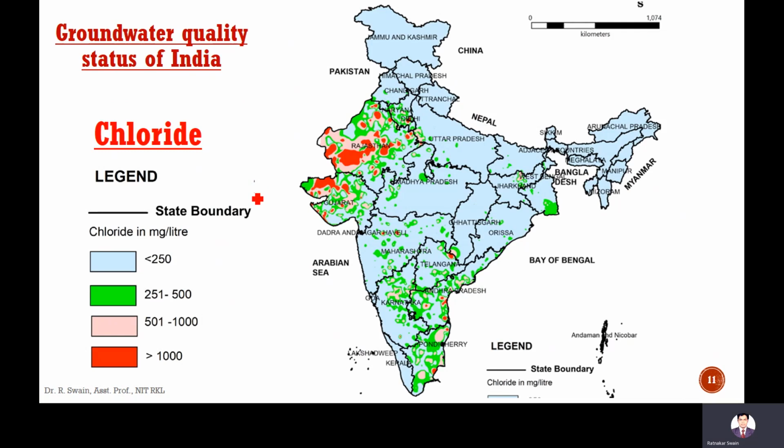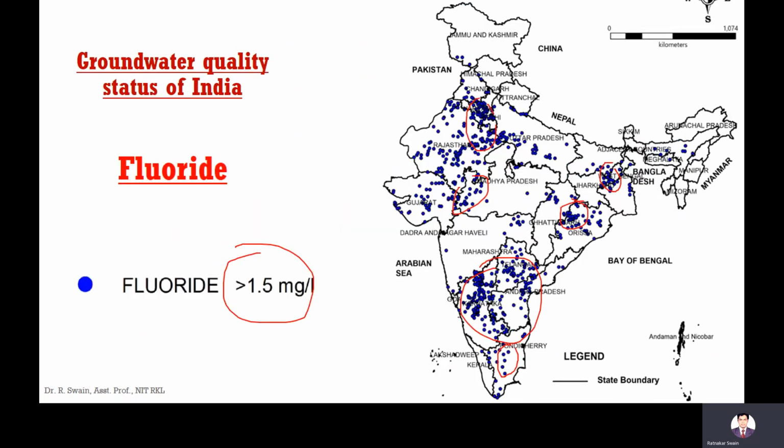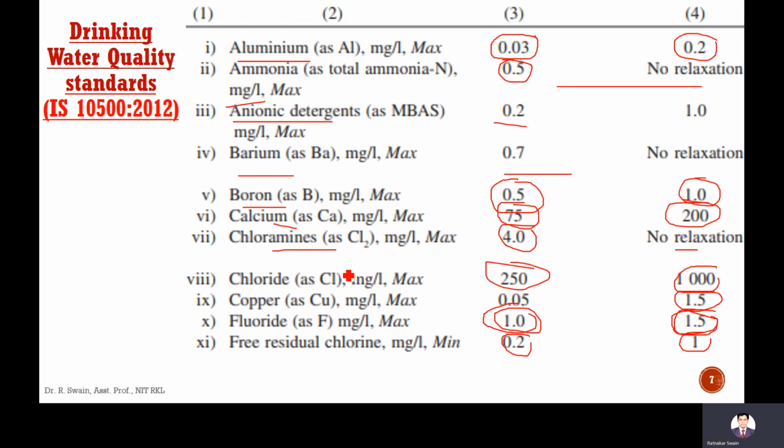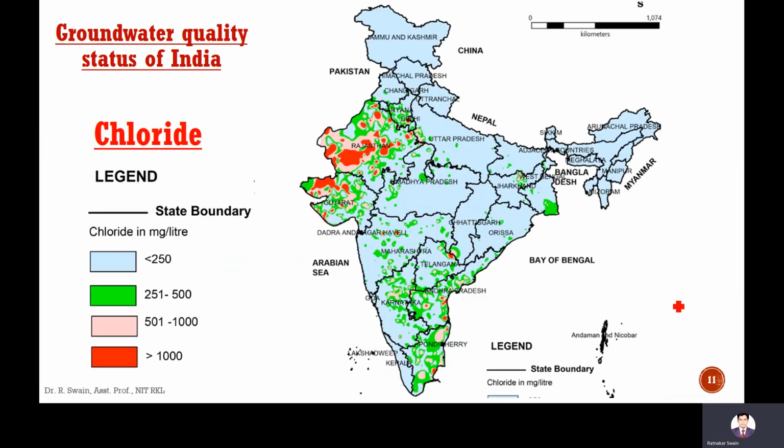Next is chloride content. Chloride should be less than 250, as we discussed here. 250 to 1000 is the permissible limit. You can see more than 1000 is the red area. This is the Rajasthan area. It's not allowed. The groundwater is not suitable as far as chloride is concerned.